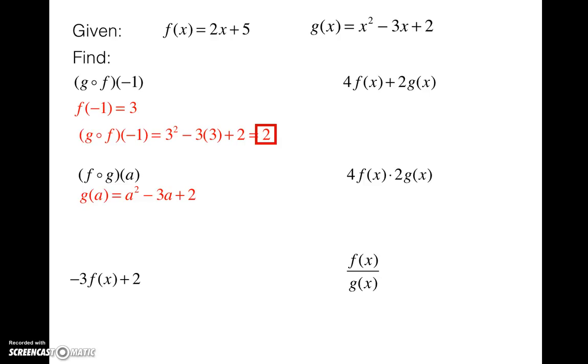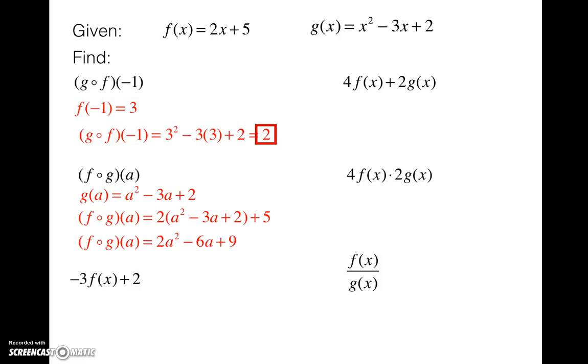F of g of a, we take the a and we plug it into the g function. So we have a squared minus 3a plus 2, can't simplify that anymore. And you take the a and you plug it into where the x variable is in the f of x function. So that whole entire function gets plugged in to where the x is. So we have 2 times a squared minus 3a plus 2, distribute the 2, add the 5. Our final answer is 2a squared minus 6a plus 9.